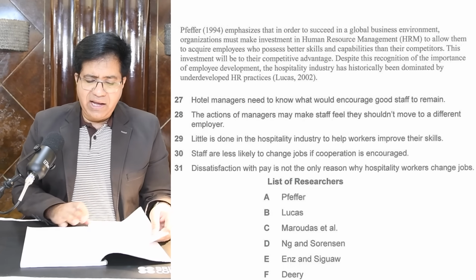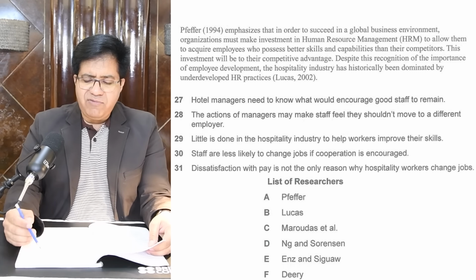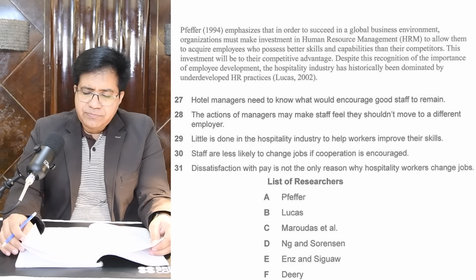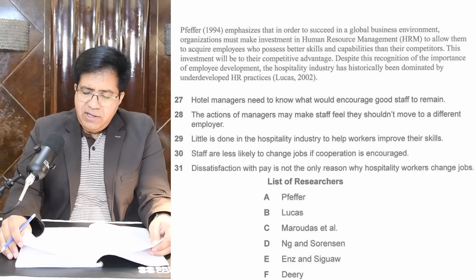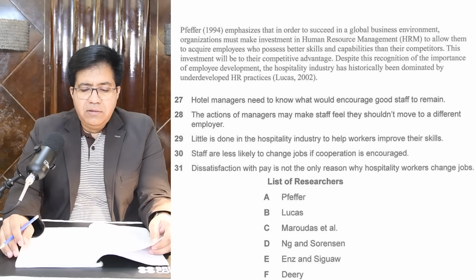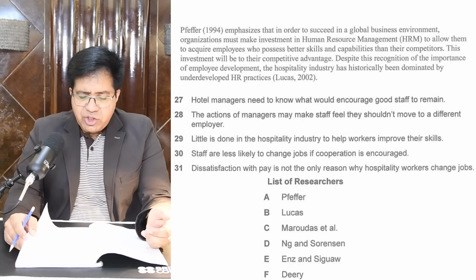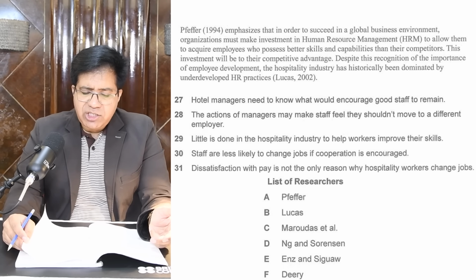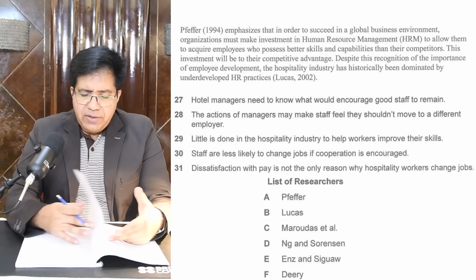Now, please come back. Go through questions 27 to 31 and tell me if any question matches with that. The statements are about HR. One says investment in HR, and the second says HR practices are underdeveloped.